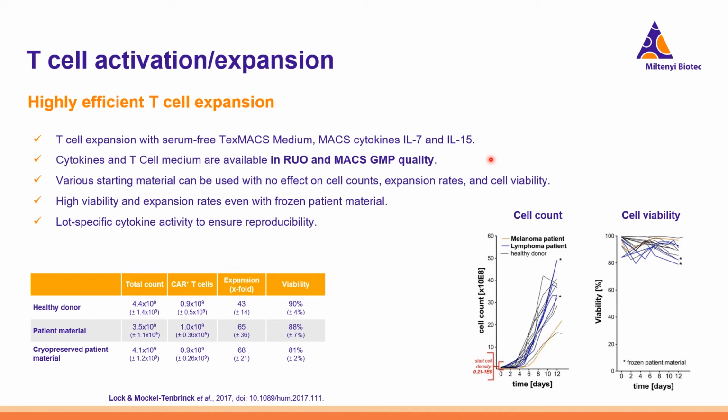And as depicted here, various starting materials, so healthy donors, patient material, as well as cryopreserved, so frozen patient material, were used, and there was no effect on the cell count, as well as on the expansion and on the viability, also shown here for cell count and for cell viability. And especially what I wanted to highlight is that also for the frozen patient material, we observed really high viabilities and expansion rates following this workflow and cultivation with serum-free medium.